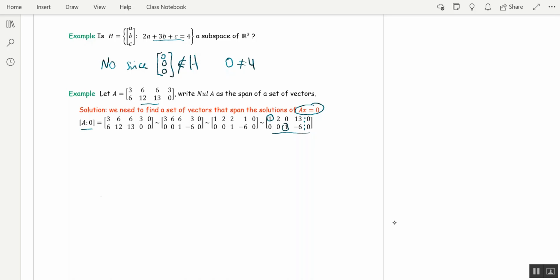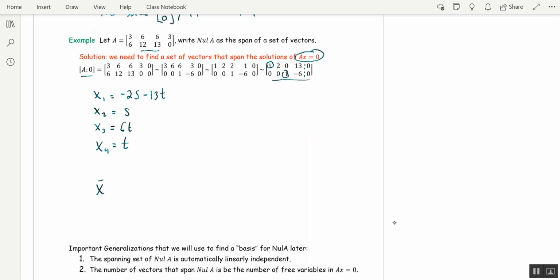So I'm going to start at the bottom. We haven't done this in a while. x4 is free, so I'll call that t. x3 is not free, it's 6t. x2 is free, let's call that s, and x1 is negative 2s minus 13t. So let's write the solutions in parametric vector form. x bar is equal to our s vector. The coefficients of s are negative 2, 1, 0, 0. And the coefficients of t are negative 13, 0, 0, 1.